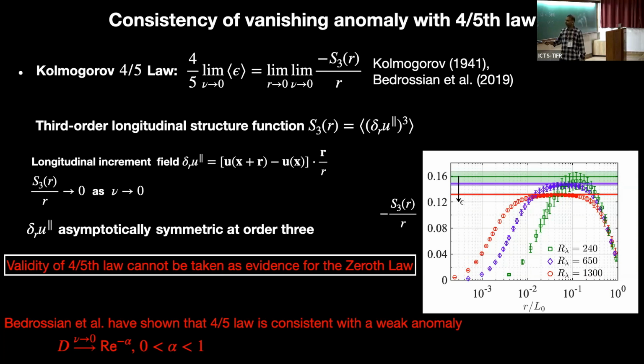And one must note that the validity of the 4/5 law cannot be taken as evidence for the zeroth law. In fact, Bedrosian et al. have shown that the 4/5 law is consistent with a weak anomaly. Again, a weak anomaly is when it disappears at a rate where the exponent is lying between 0 and 1. So this is an important point to be made. There is no inconsistency. There are no exact laws being broken if the vanishing anomaly case occurs.